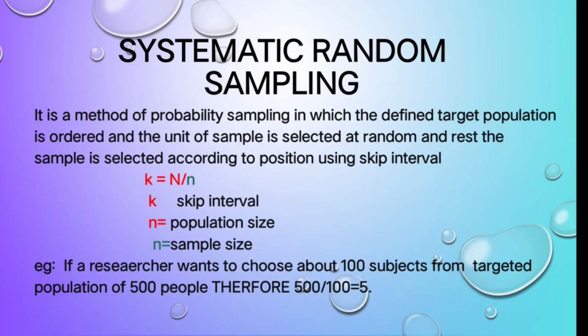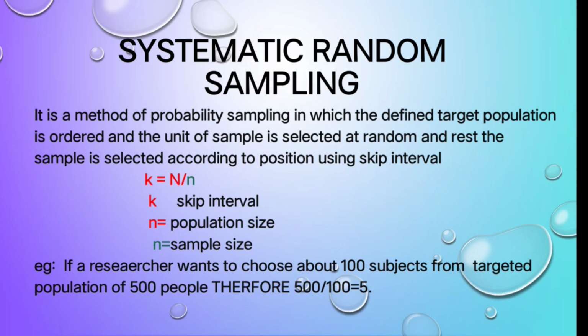Next is systematic random sampling. It is a method of probability sampling in which the defined target population is ordered and the first unit of the sample is selected at random, and the rest of the sample is selected according to position using a skip interval. So K is equal to capital N by small n. That means K is the skip interval, capital N is the population size, and small n is the sample size. So among the population, how many I am going to select as the sample.